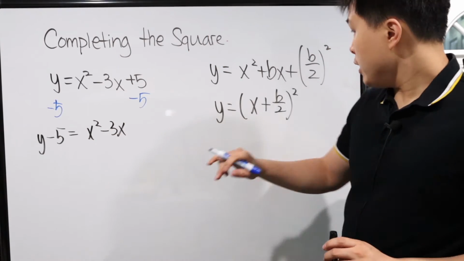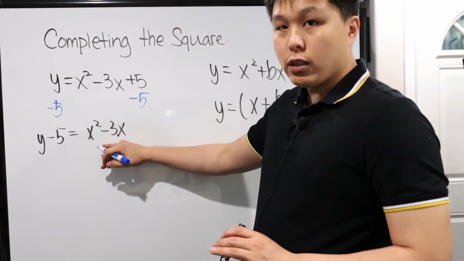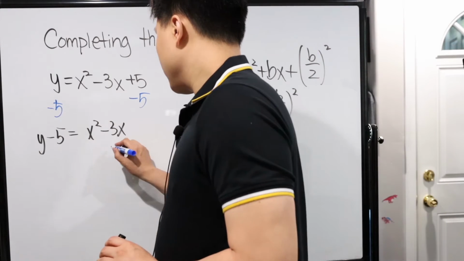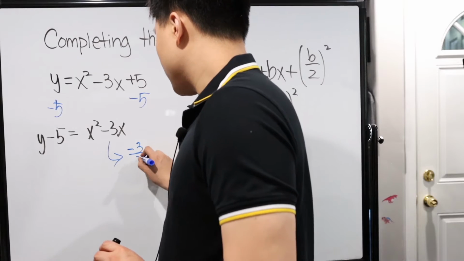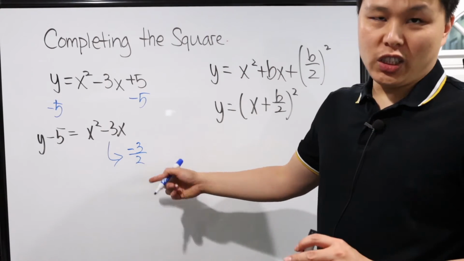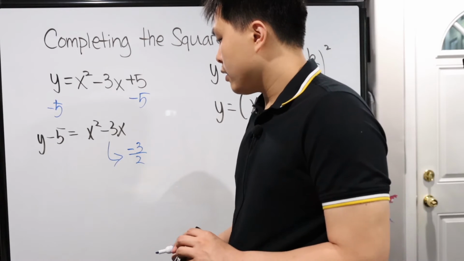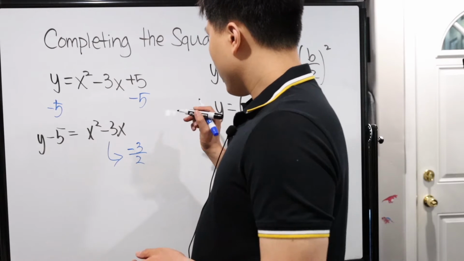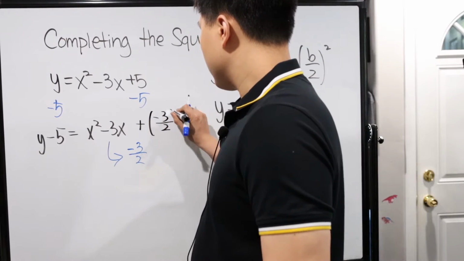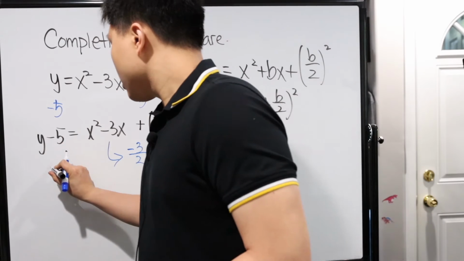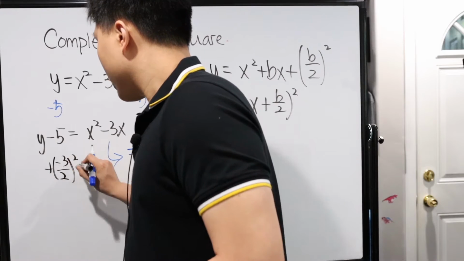Now, this is our b according to our formula for completing the square. What we're going to do is divide this by 2 and multiply it by itself. So right here, negative 3 divided by 2. We really don't want to change it into decimals if we don't have to. We could just keep it like that, so that's negative 3 over 2. So I'm going to add on this side negative 3 over 2 squared, and I'm going to add here negative 3 over 2 squared.